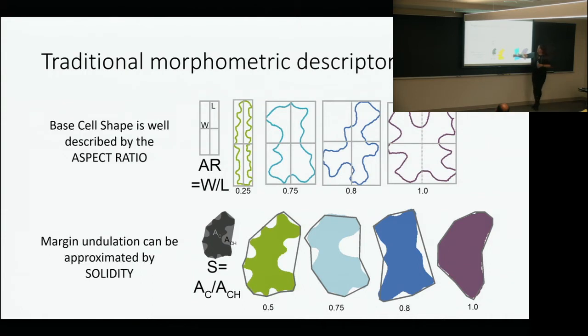So essentially what that means is if you were to stretch an elastic band around the perimeter of the cell, and you looked at the area encased by the elastic band versus the cell itself, the closer that gets to 1, the less undulatory your cell margin might be. This is not a perfect measure. So as you will see, we're trying to develop new things.